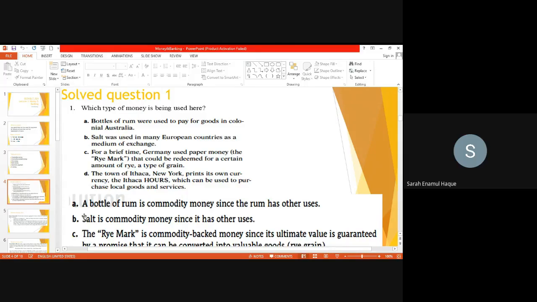Part B. Salt. Salt was used in many European countries as a medium of exchange. So salt, again, think about it. Salt is a commodity money, right? Because salt can also be used for other purposes, not just for exchange.